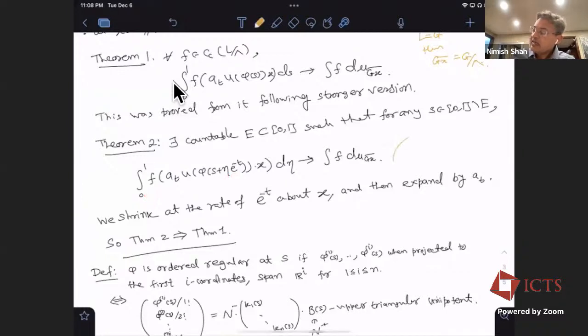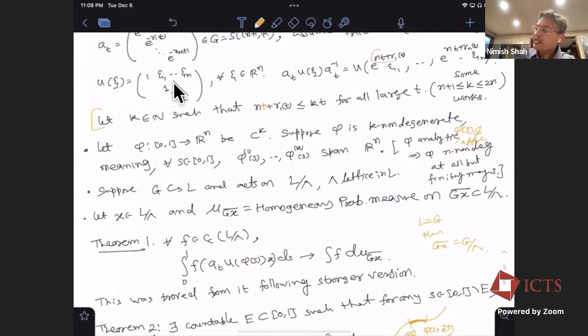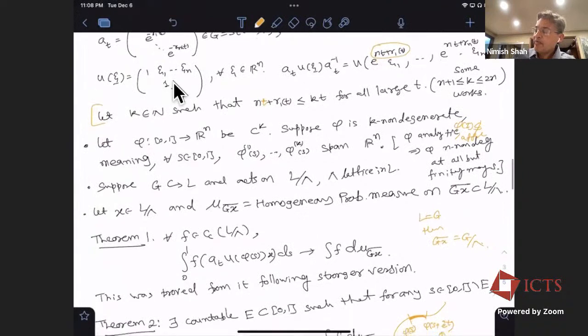So what happens is that I had this curve. This is S, phi of S, and this is phi of S plus eta e to the negative t, or just phi of e to the negative t, and eta goes from 0 to 1. Now this curve is getting shorter as t goes to infinity, right? e to the negative t. So as t goes to infinity, these curves become shorter. So it shrinks, and then you expand by AT. But expansion by AT is very high. Its expansion rate is NT plus R1T, and R1T is at least T. So the expansion rate is N plus 1 times T.